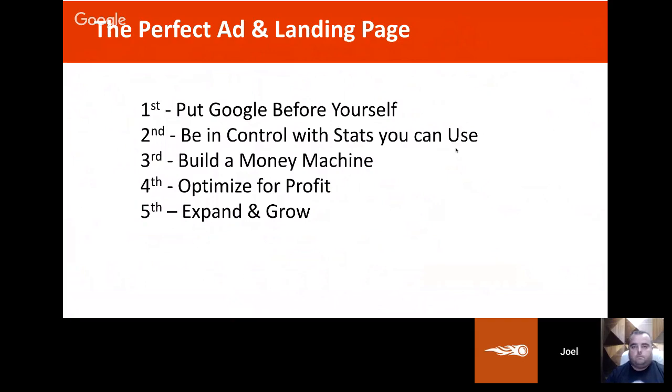Afterwards, once you have those stats, you can give the bid you need in order to build a money machine, in order to understand the value per click, so that way you could pay the right amount to click. Next, you optimize for profit, expand, and grow.